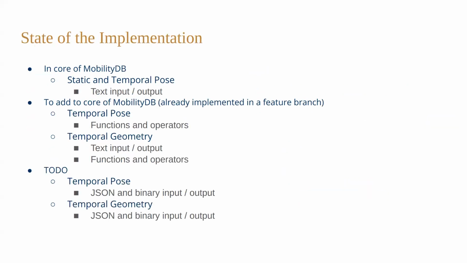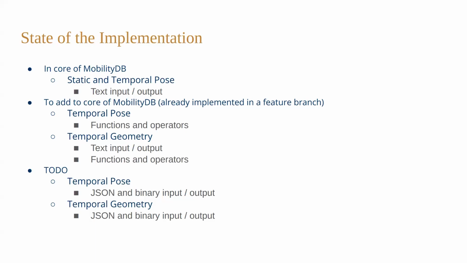This is the final goal, but currently only part of it is implemented. Part of it is not in core MobilityDB yet. So let me explain where we are in the state of the implementation, and related to standards as well. All of this work was initially done in a feature branch of the MobilityDB code. It was kept on the side because we weren't sure if we were going to add this to the core. Recently we started adding it little by little, starting with just the temporal pose, because this is the easiest to extend MobilityDB with. Currently in core, we already have static and temporal poses simply as input and output. There are not a lot of functions yet, but the type itself is already present. What is in a feature branch but has yet to be added to the latest version of MobilityDB are the functions and operators for this temporal pose, as well as the temporal geometry type.